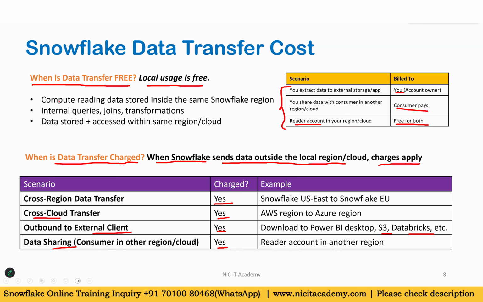Compute reading data stored inside the same Snowflake region is completely free. Internal queries, joins, transformations are free, and data stored and accessed within the same region or cloud is free. If one account shares with another account, for example we are in the sales department and I'm going to send the data to the finance department within the same region, it is not a data transfer cost. They will not charge it.